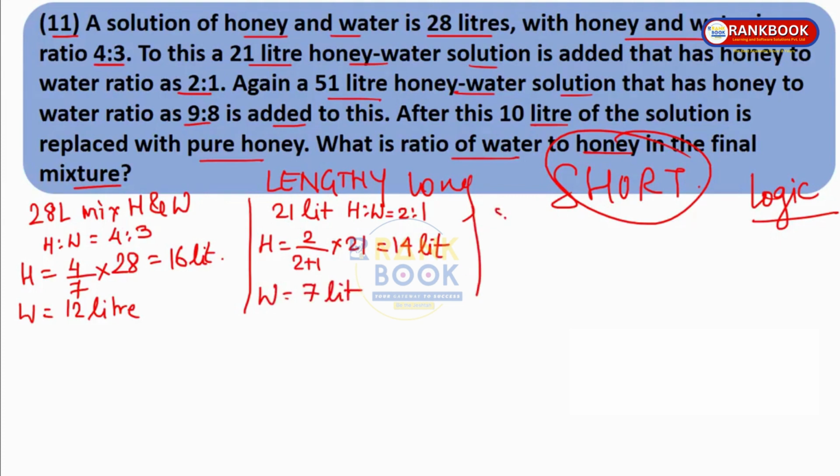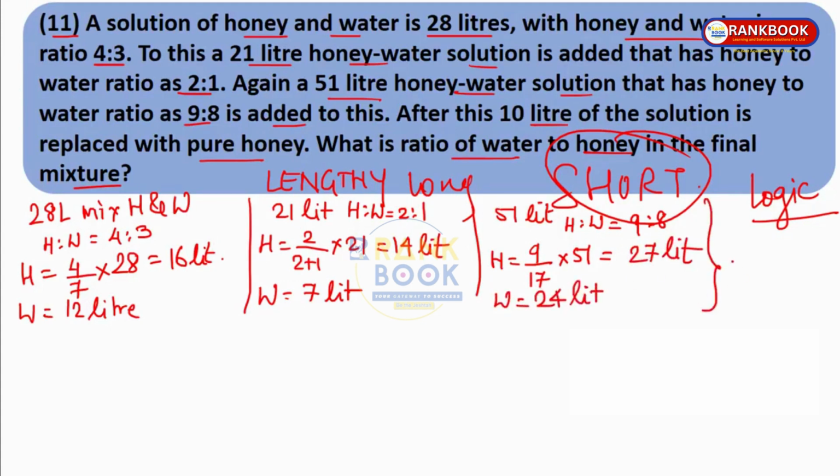Now again, 51 liters of a mixture is added to it, having a honey to water ratio of 9:8, okay? How much is the honey in this mixture? 9 upon 9 plus 8, that is 17, into 51. So 9 3s are 27 liters is the honey. How much is the water? It would be 24 liters.